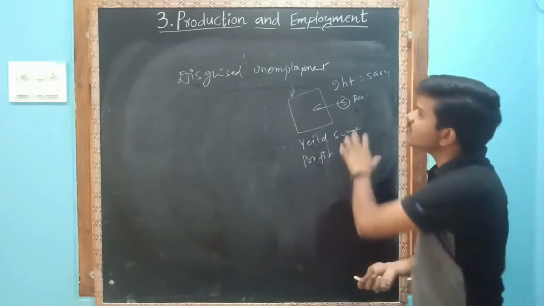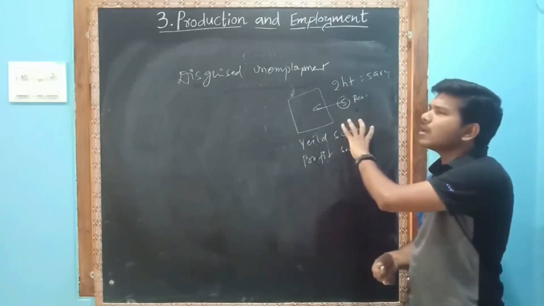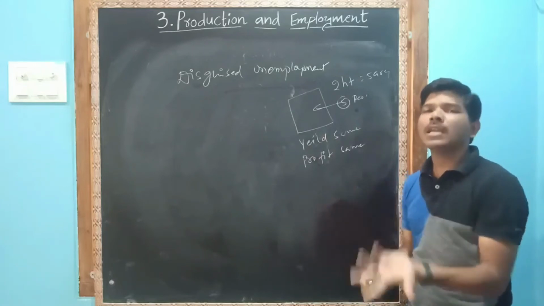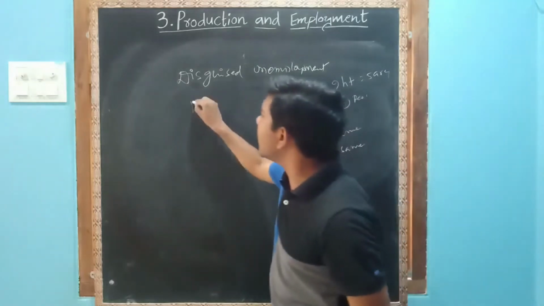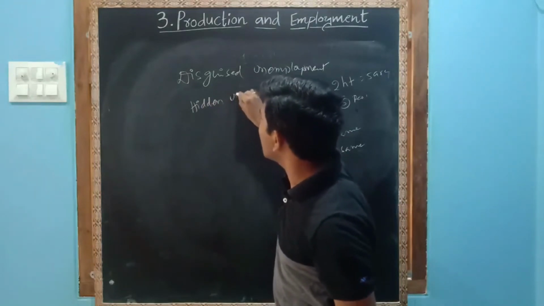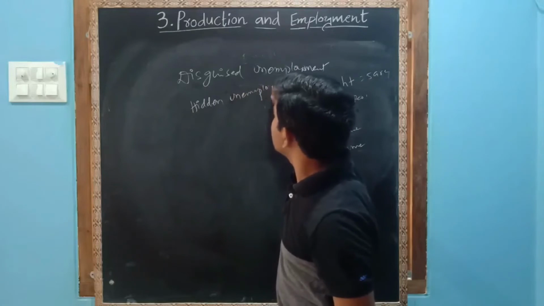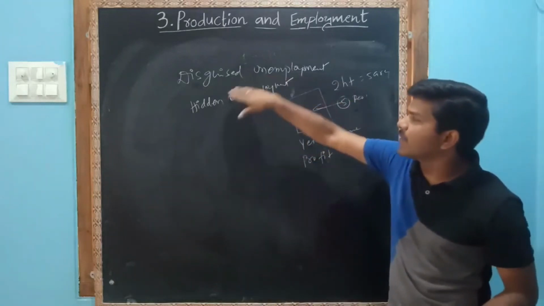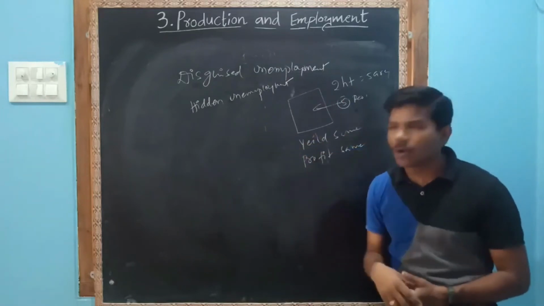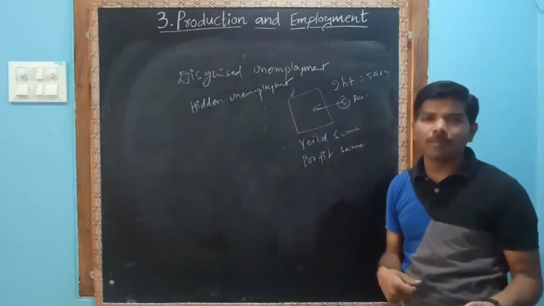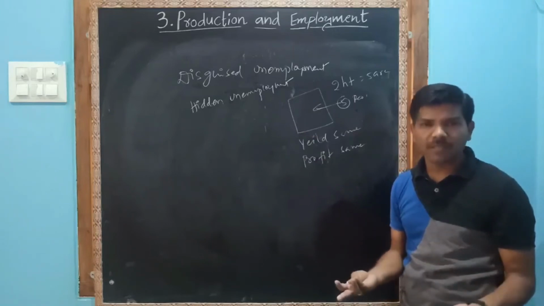So we can see that all people look like employees, but they are not fully employed. So we can say hidden unemployment. It can also be called hidden unemployment. In disguised unemployment, we see hidden unemployment, because all the people are working, but no one is getting full employment, no one is getting full profits, isn't it?